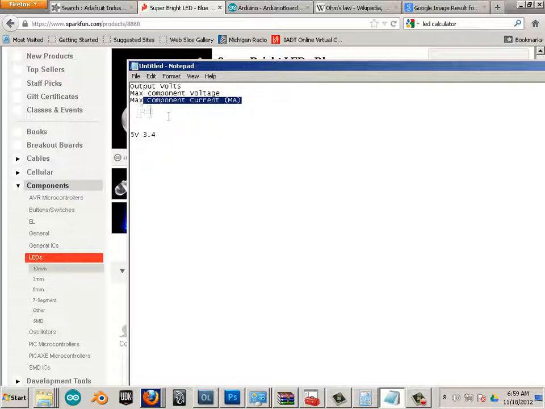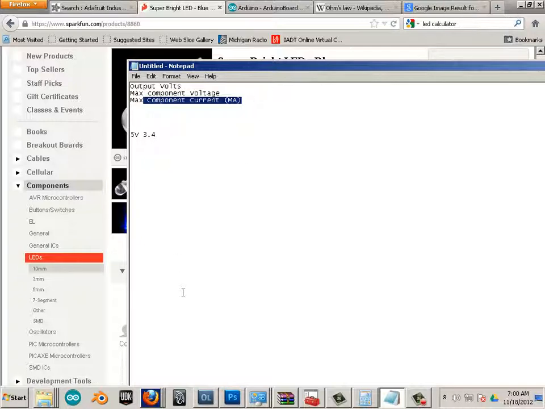And lastly, we have the max component current. Current, what the heck is current? I'll explain it this way. Current is the amount of energy that goes into the component, the rate of it going into it. Too high of current is like standing in the middle of a river and all of a sudden it rains and floods, and you get knocked over. Well, that's the same with current. Lots of current equals death to the LED.